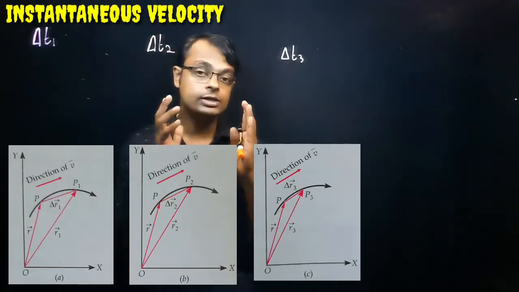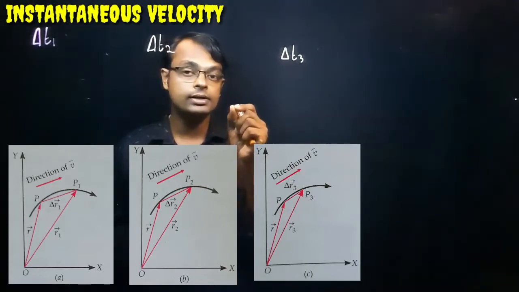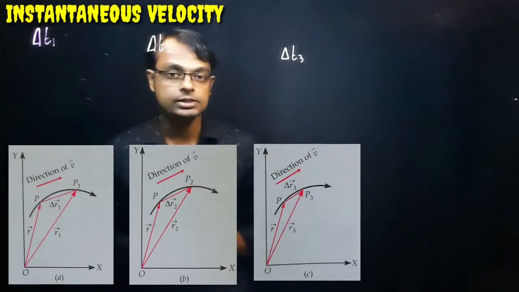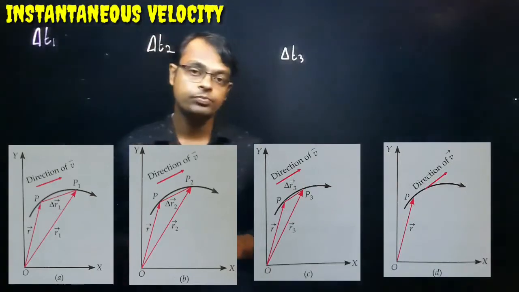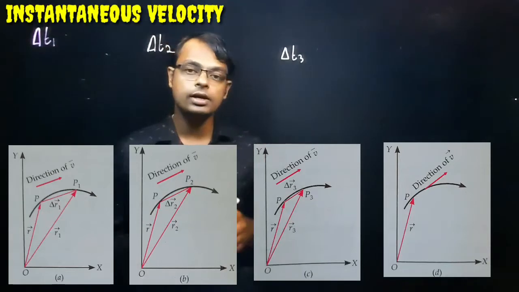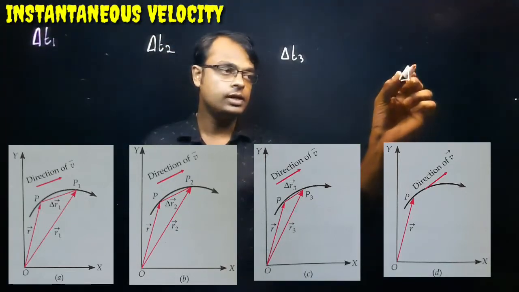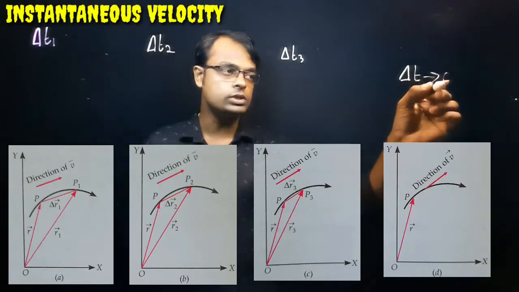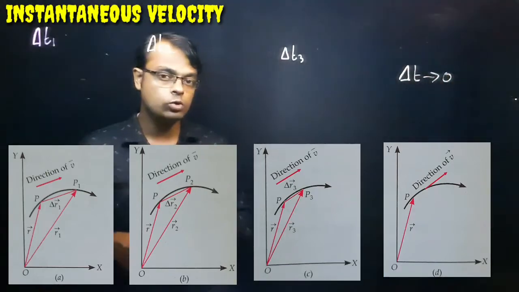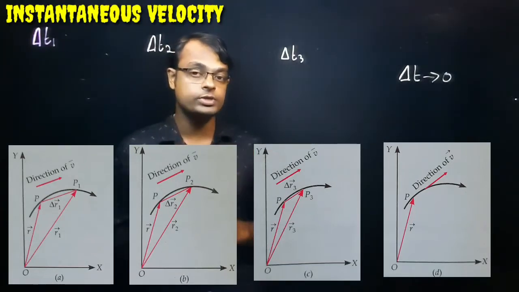Delta T tends to 0. The time interval tending to 0 means we are going to calculate the velocity at one particular instant. Now look at the fourth picture here. In the fourth picture, we are dealing with the time delta T tends to 0. Delta T tends to 0 doesn't mean that it's 0. The time interval is too small, maybe a fraction of a second.